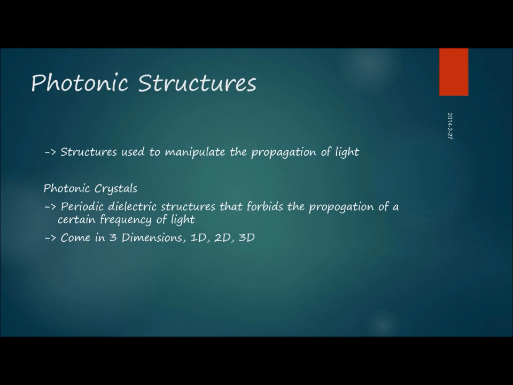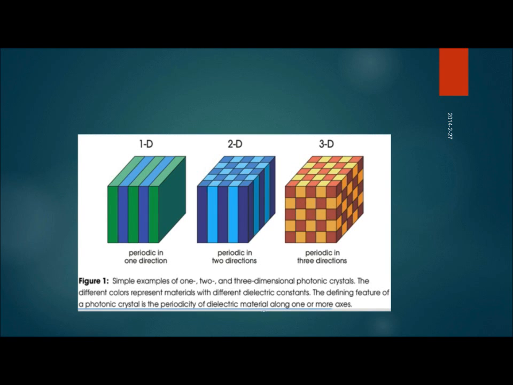Photonic structures are structures with a band gap used to manipulate the propagation of light. A major branch of photonic structures are photonic crystals. These are periodic dielectric structures that forbid the propagation of a certain frequency of light. Photonic crystals come in three dimensions, 1D, 2D, and 3D. 1D is periodic in one direction, 2D in two directions, and 3D in three directions, as evident by the figure on the screen.